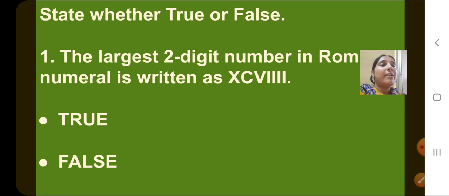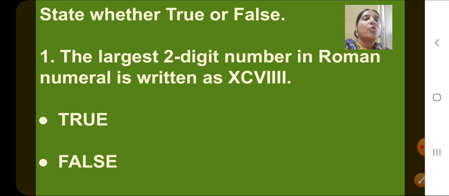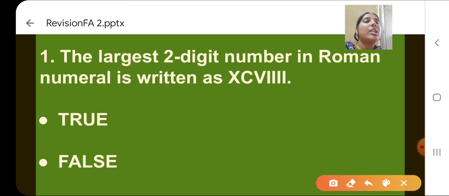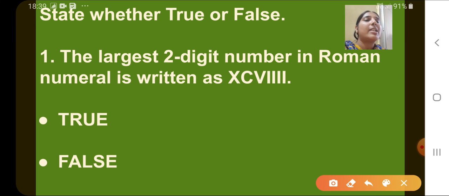Okay, now you tell me whether the given statement is true or false. So read this question, children. The largest two-digit number in Roman numeral is written as XCVIIII. So for that you should know what is the largest two-digit number. Can you tell me what is the largest two-digit number? Yes, it's 99.